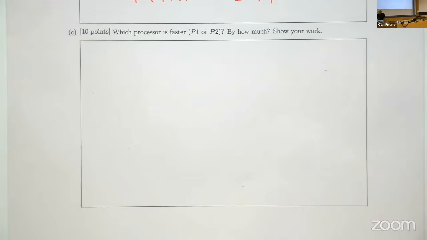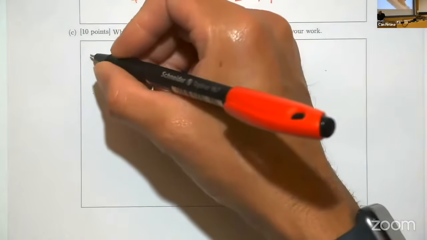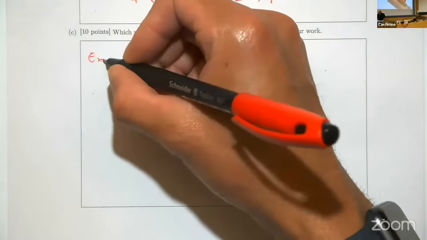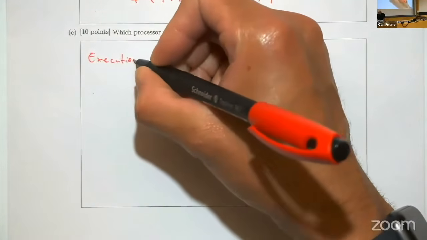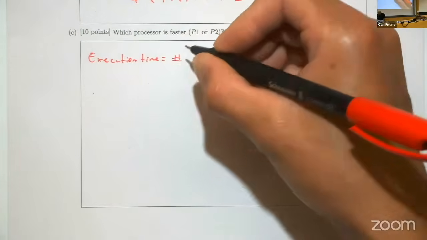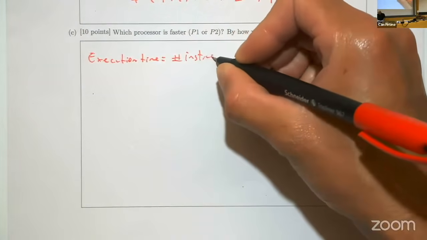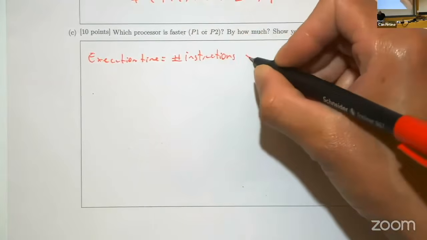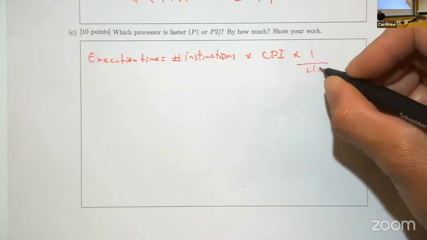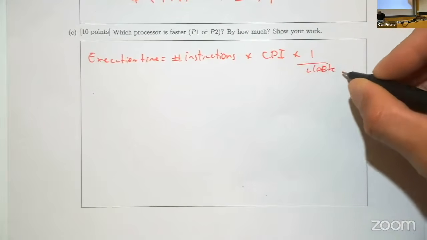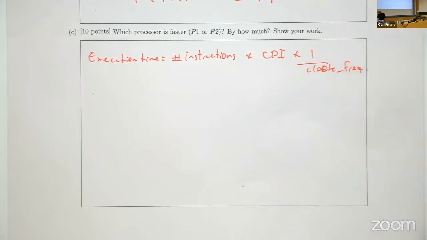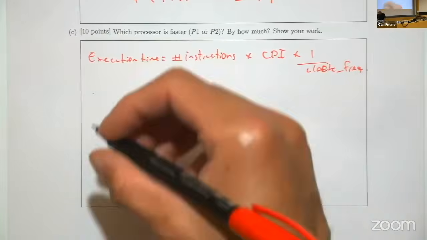Again, the most important equation to remember, and I said this last time also, is the execution time equation. So execution time is equal to the number of instructions times the CPI times 1 over the clock frequency. So we are going to assemble this for both processors.